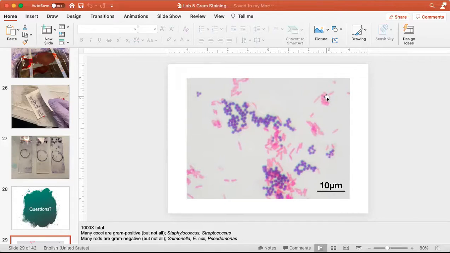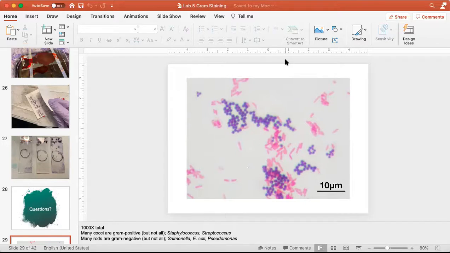So if I was looking at this slide after I gram stained it, and I had to write up a report about what was on it, and I had to report the gram status, I would say I have a gram positive coccus. You can see these cells are spherical or circular. And I have a gram negative rod. See that elongated cell? That pink red cell is rod shaped. Everybody see that?